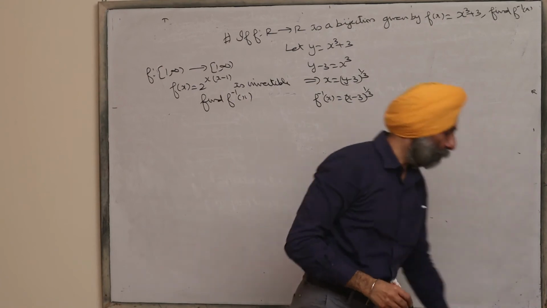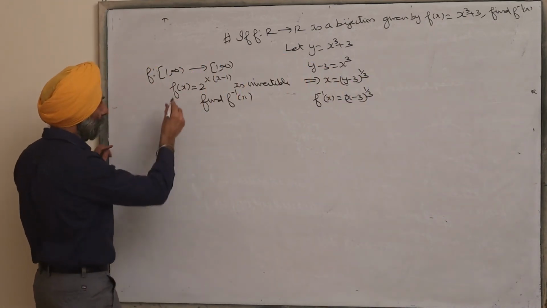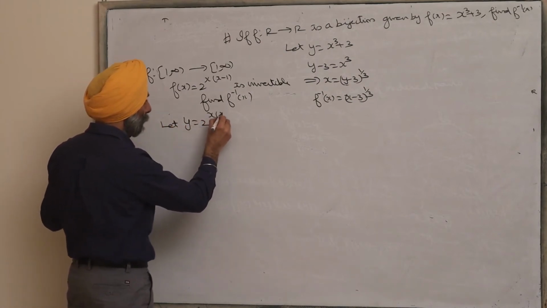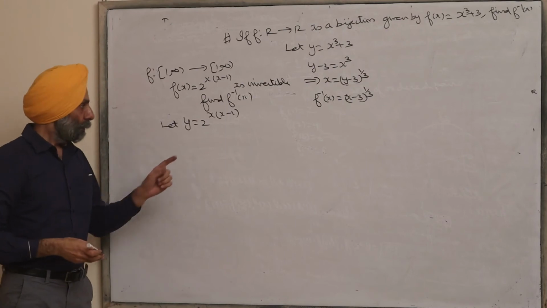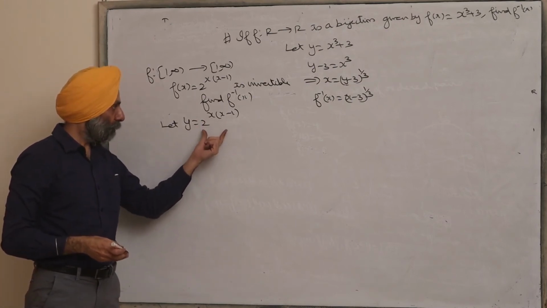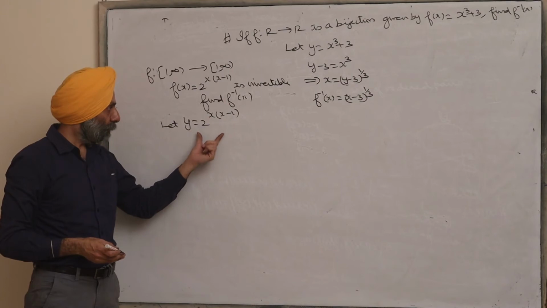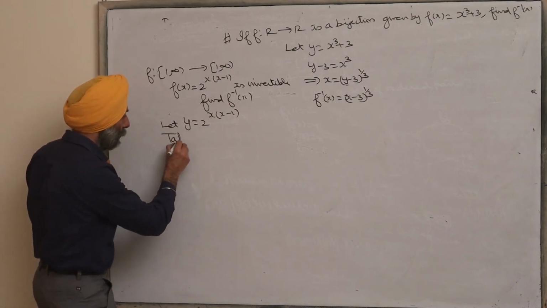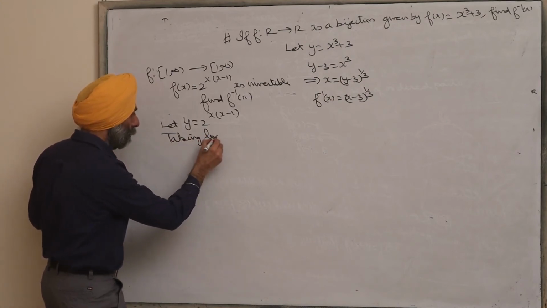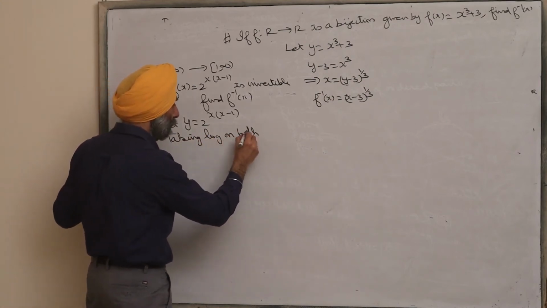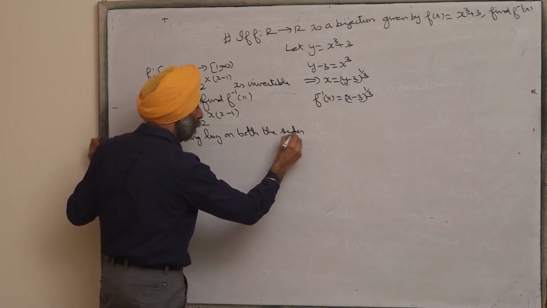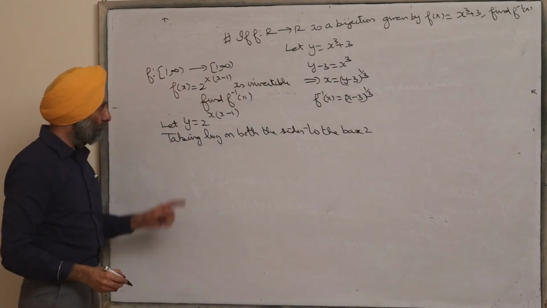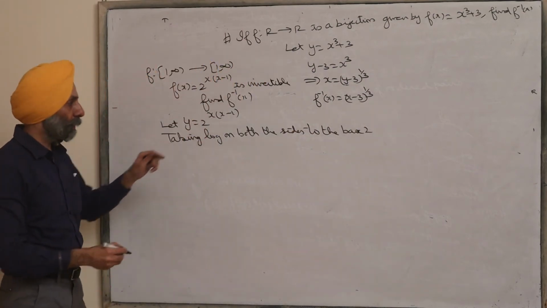So this function is given to be invertible. So how to find the inverse of this function? So once again, let us take y is equal to 2 raised to power x into (x minus 1). So we have to remove this power from here, that is, the exponent is to be removed. So taking log on both the sides to the base 2. Why 2? Because it is 2 raised to power here.